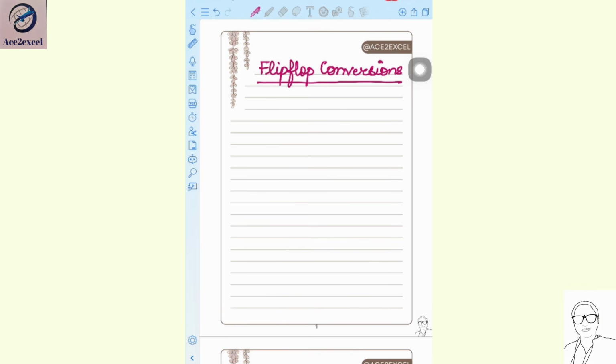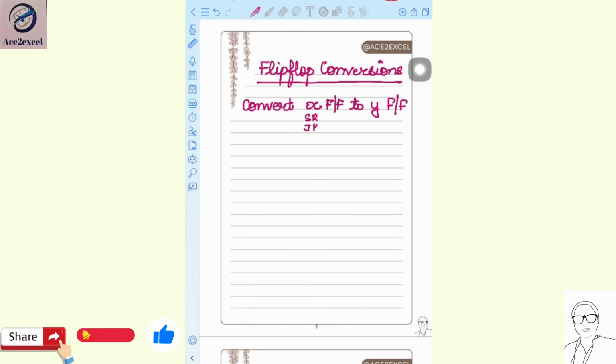Let us say we are being given that we want to convert X flip-flop to Y flip-flop. Now this X can be SR, JK, D, T. Similarly, Y can also be JK, D, T, SR. So any example can be given. So if you are getting such questions in examinations, what are the steps you are supposed to follow?